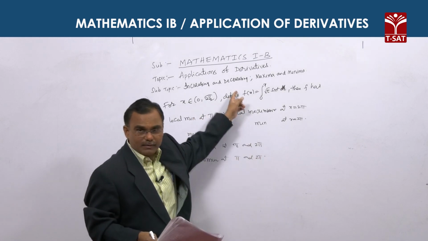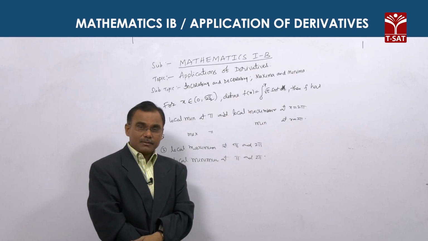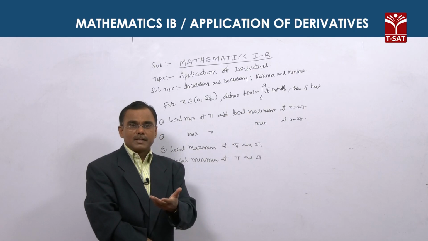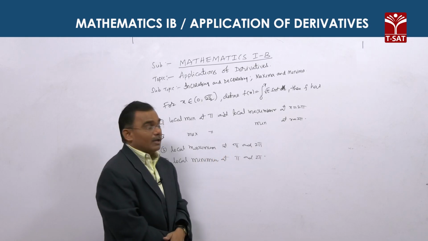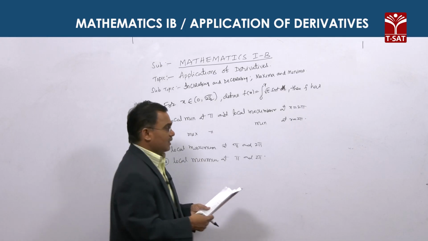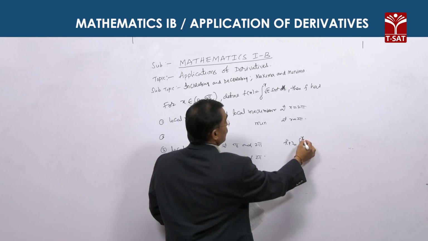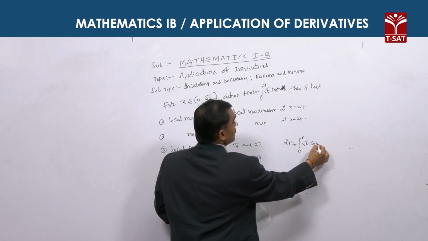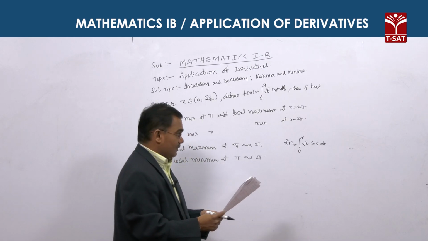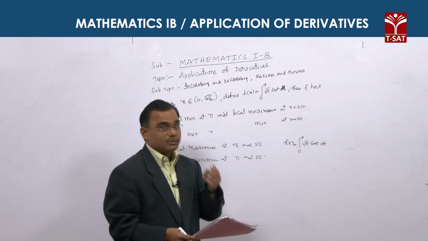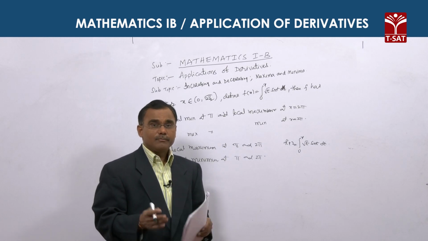The function is defined in the interval (0, 5π/2). Two critical points are given, π and 2π, which we will discuss. The given function is f(x) equal to the integral from 0 to x of √t sin t dt. Since the function is given in terms of an integral and we want maxima or minima, we find the derivative.